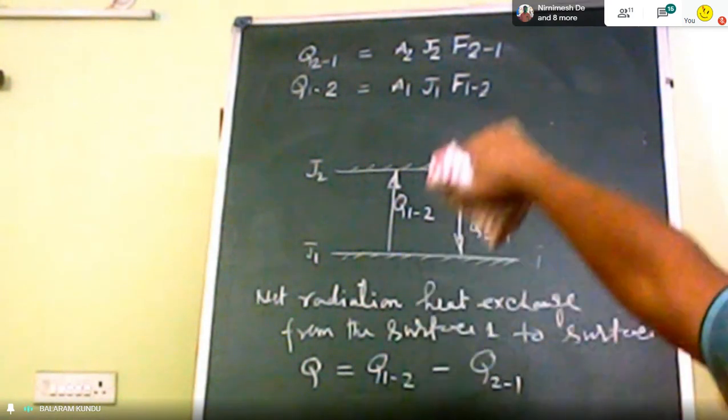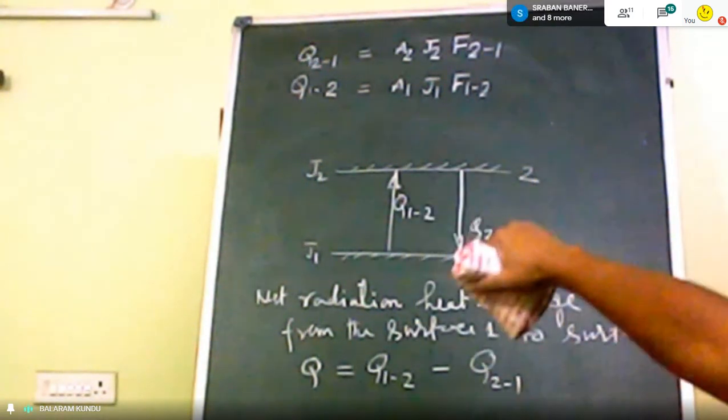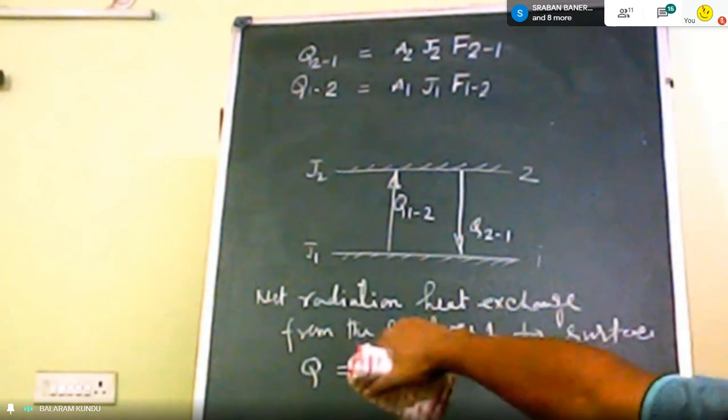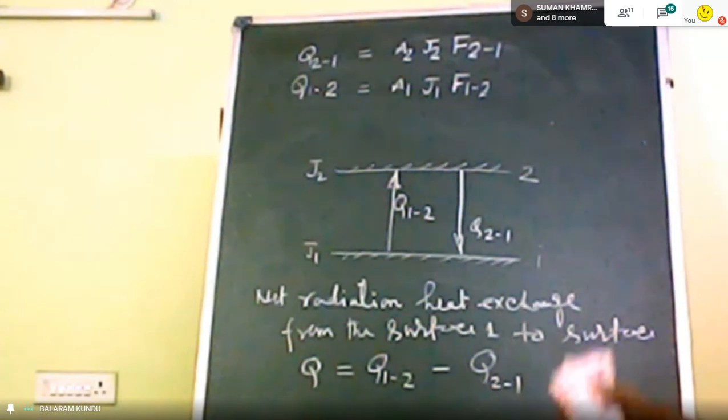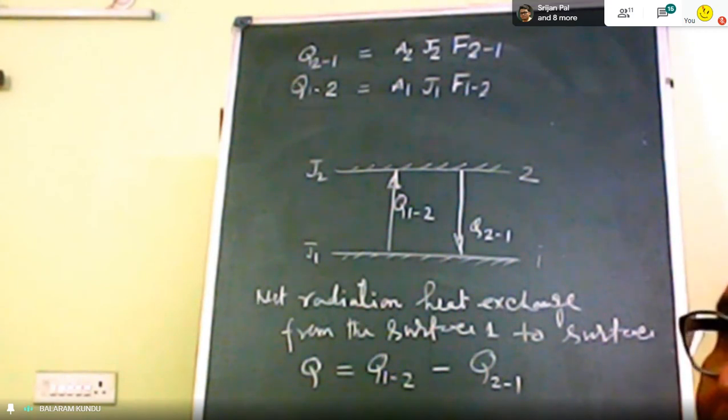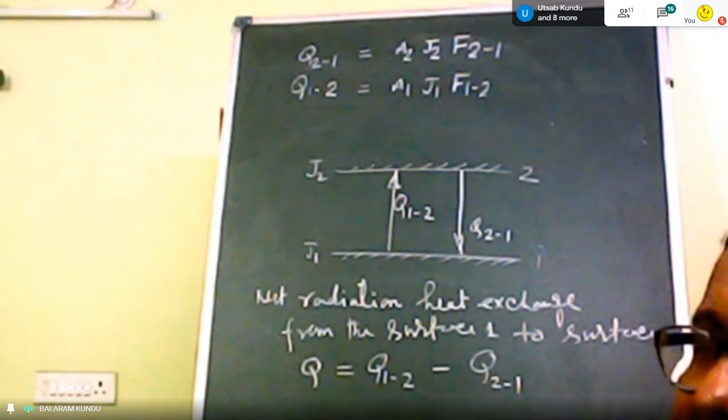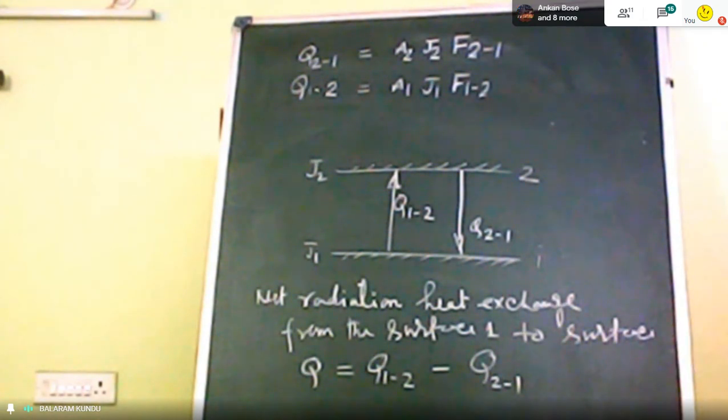Yes, sir. Q12 means radiation energy emitted from surface 1 that strikes surface 2. Another part is there: Q21, the radiation energy emitted from surface 2 that strikes surface 1. We want to determine the net radiation heat exchange from surface 1 to surface 2, and that should be, mathematically, Q12 minus Q21.